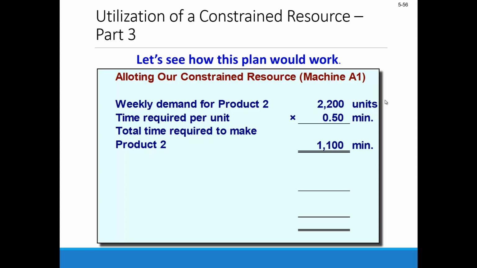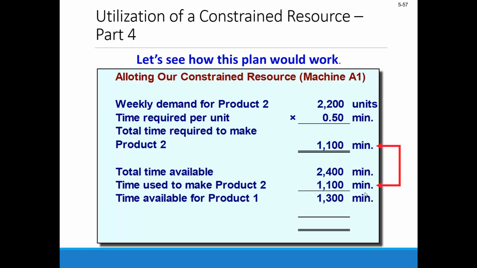So our weekly demand, as you recall from a couple slides ago for Product 2, was 2,200 units. Those things take a half a minute each on that machine A1. So if we make the full demand of 2,200 units, fill all the customer demand, we would use up 1,100 minutes of processing time on A1. 2,200 units times that half a minute each.